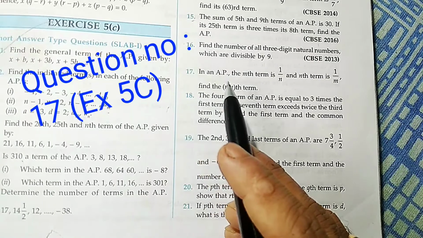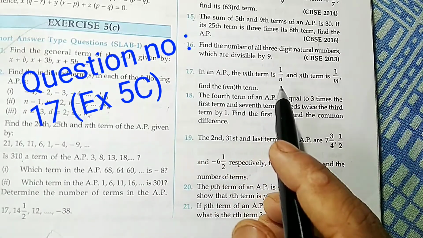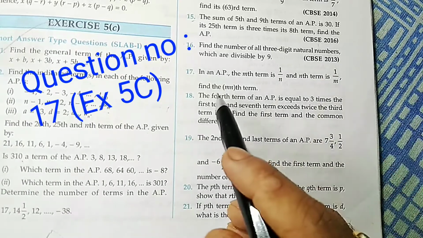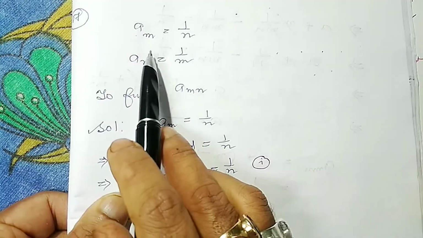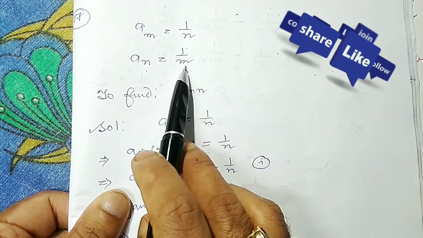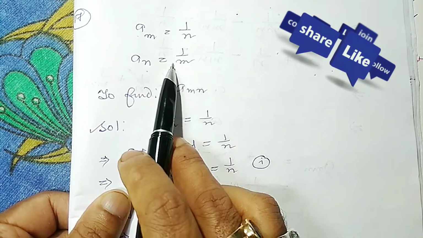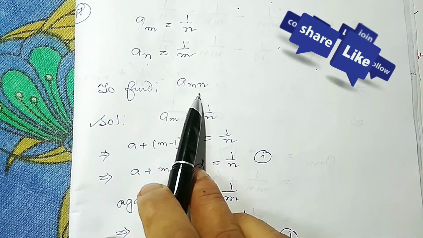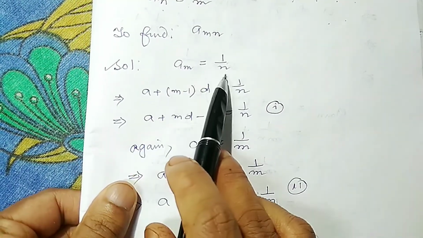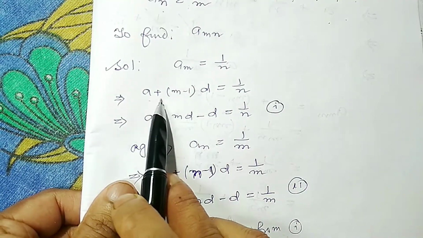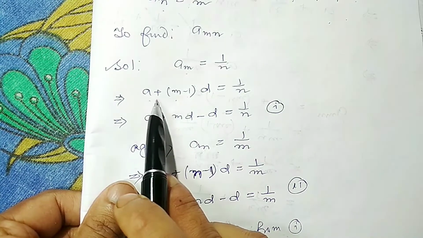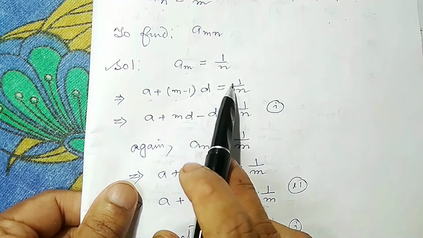In an AP, the mth term is 1 by n and the nth term is 1 by m. And we have to find the mnth term. Here am equals 1 by n and an equals 1 by m. These two conditions are given in the question and we have to find amn. Now since am is 1 by n, we can start from it. We know the formula a plus m minus 1. Since it is m, we have to write m here. So a plus m minus 1 into d is 1 by n.